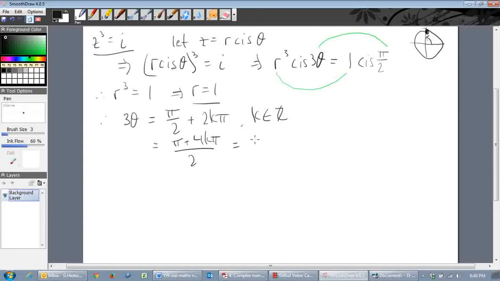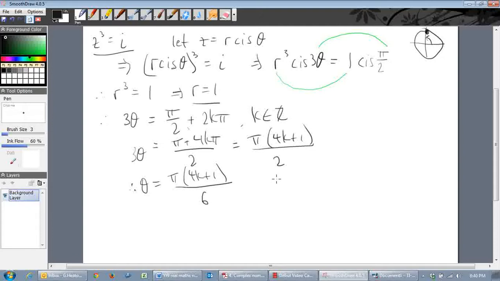I just find that easier because I don't make mistakes when I do this. If I don't do that, I make mistakes. Okay, so I've got 3 theta is equal to all of this. Therefore theta is equal to, divide by 3, we get pi times (4k plus 1) over 2. We're dividing by 3, so we get 6 there. So that's what my theta is equal to.